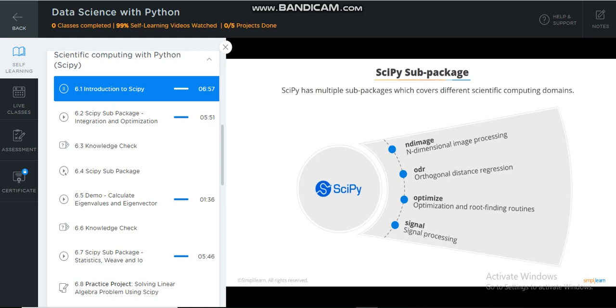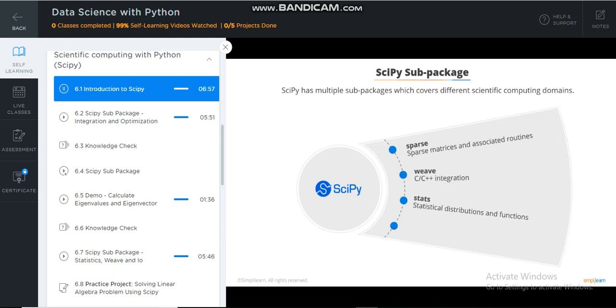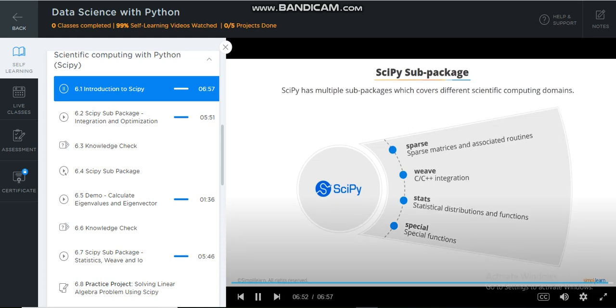Signal. Signal processing is an enabling technology that encompasses the theory and application of processing or transferring information in many different formats broadly designated as signals. Sparse. It's a two-dimensional sparse matrix package for numeric data. Weave. The SciPy Weave package provides tools for including C and C++ code within the Python code. Stats. The stats package contains a huge number of probability distributions and a growing library of statistical functions. Special. The special subpackage is used to retrieve other special functions in SciPy.